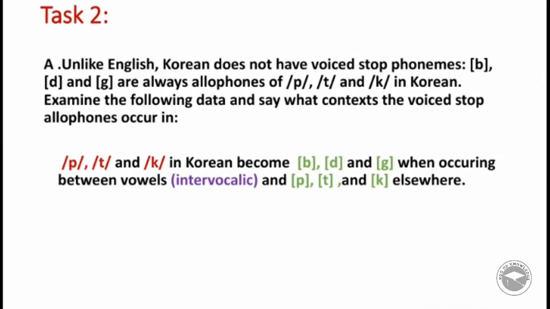P, T, and K in Korean become B, D, and G when occurring between vowels, intervocalic, and P, T, and K elsewhere.